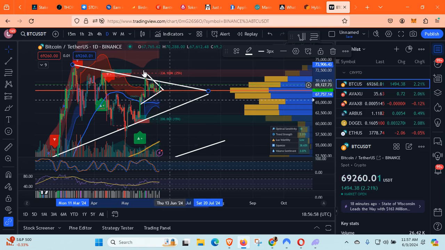And I've also drawn a shorter time frame wedge here. So what do I think about all this? And this is just not financial advice. This is for education and entertainment purposes only. I think there's a 70% chance we break above this wedge and a 30% chance we break below the wedge.